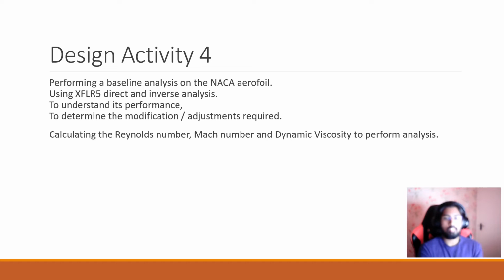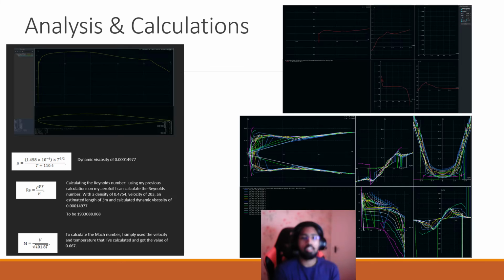Next, in design activity 4, it was time to perform a baseline analysis on the airfoil to determine what adjustments and modifications needed to be done to meet the design requirements using XFLR5. However, to conduct the analysis, I had to specify the Reynolds number, Mach number, and the dynamic viscosity. The analysis showed that the aerofoil doesn't produce as much lift, thus the maximum camber had to be increased.